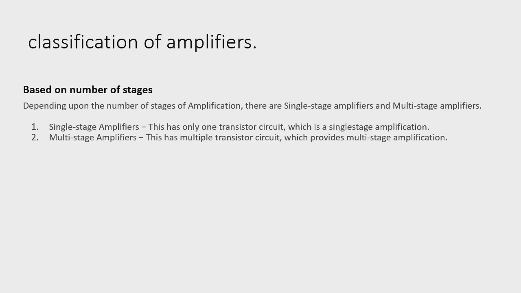Let us now try to understand the classification of amplifiers. Amplifiers are classified according to many considerations. Now let us look into the classification based on number of stages. Depending upon the number of stages of amplification, there are single stage amplifiers and multi-stage amplifiers. A single stage amplifier has only one transistor circuit and only a single stage of amplification. And for a multi-stage amplifier, there are multiple transistor circuits which provide multi-stage amplification.